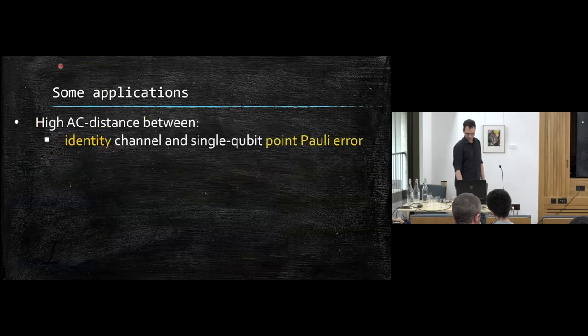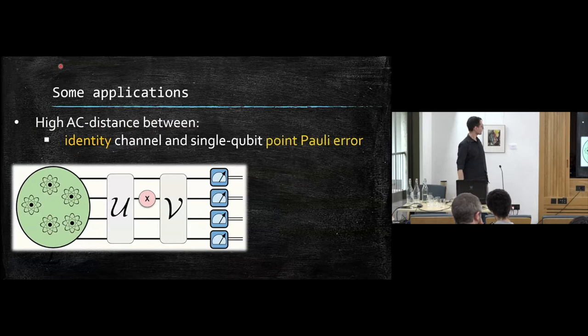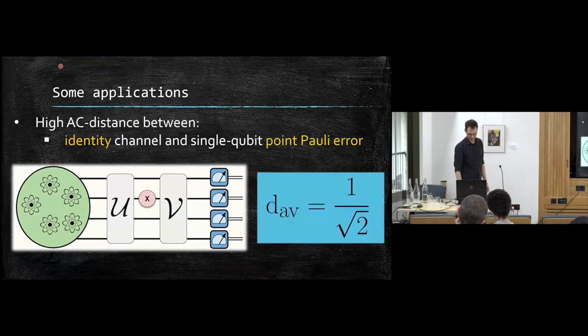And examples are, for example, if you have an identity channel and just a single qubit Pauli error. So this means that you have two layers of random circuits, and in the middle you have a single Pauli matrix. It turns out that this distance just breaks, and it's constant. So if you have a random unitary and then some single qubit Pauli error, and then another random unitary, so some Pauli error between layers, let's say, then it breaks your average distribution.